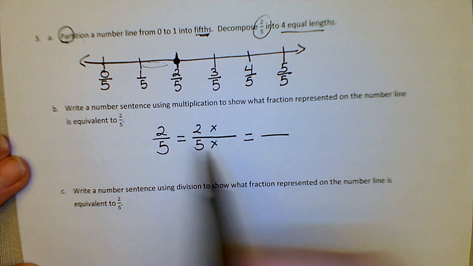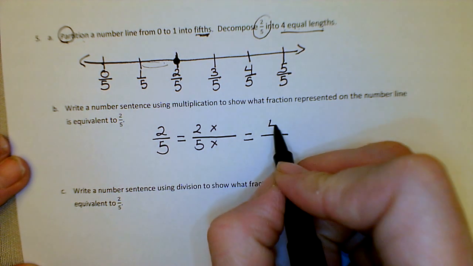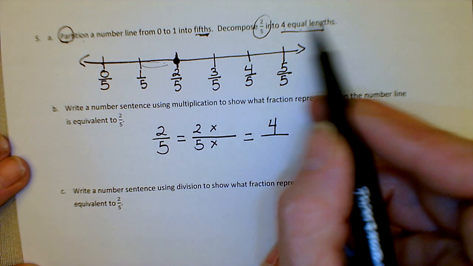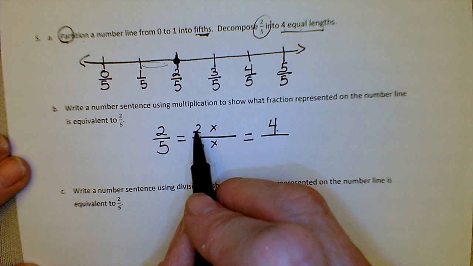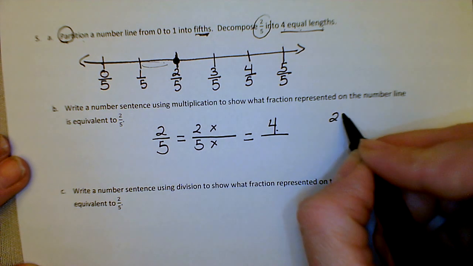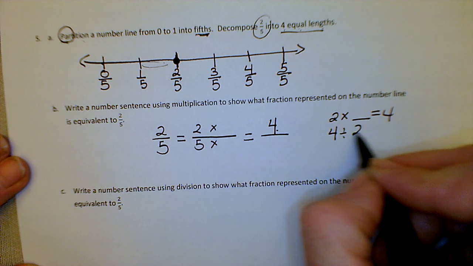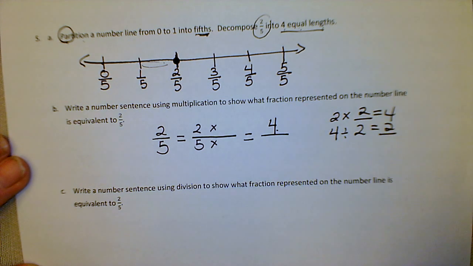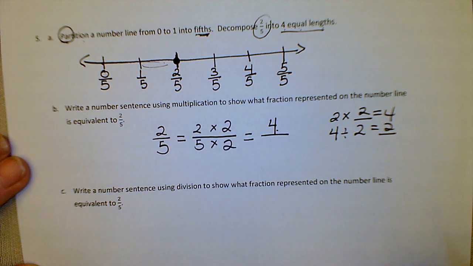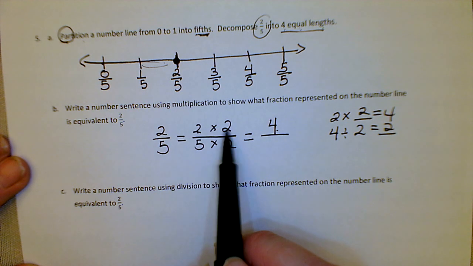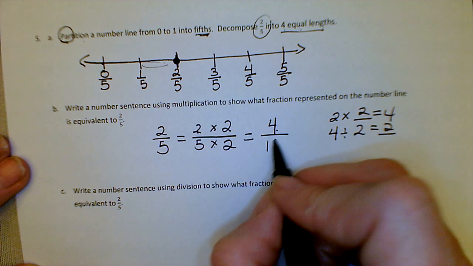And now, since it says that I need to turn these 2 pieces into 4 equal lengths, I'm going to put a 4 in the numerator because that's the number of equal lengths that I'm going to have. So I'm going to go ahead and write that over here, and now I just have to figure out 2 times what number gives me 4. Or, inversely, 4 divided by 2 is going to give me what number? And you should get a 2 in both those spots. So I'm going to go ahead and write my 2 in there. And now I can say 2 times 2 is 4, and 5 times 2 is 10.